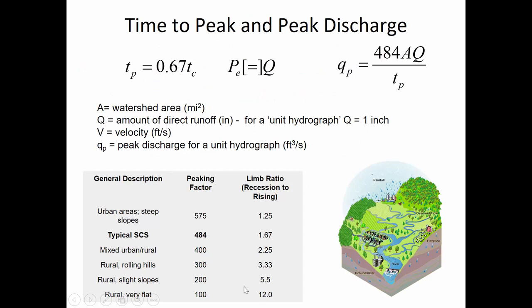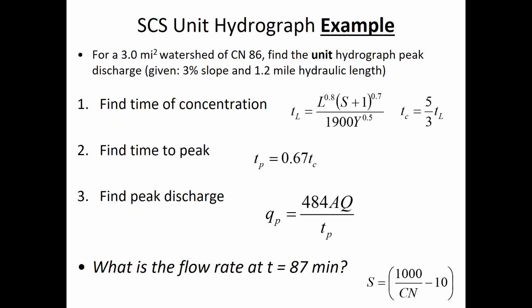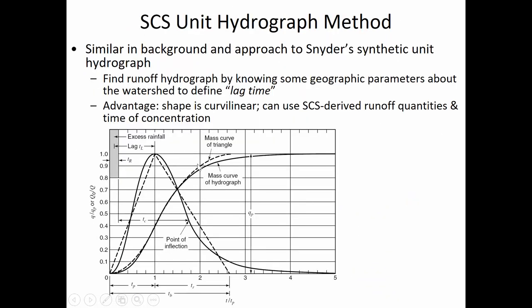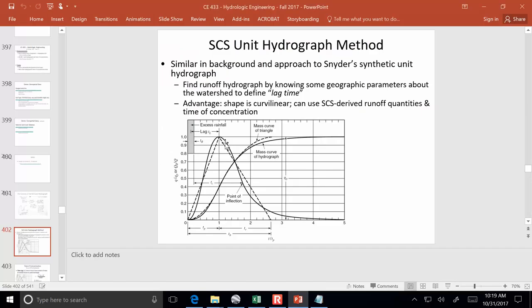Or if you have rural areas that are flat and the water is going to be moving slower, it's kind of just a way to additionally correct for the slow moving water. But here's an example: we have a certain watershed with a curve number that we've calculated, and we want to find the unit hydrograph peak discharge. And so that means using this curve, and that Excel file that you downloaded is the digitization of this curve.